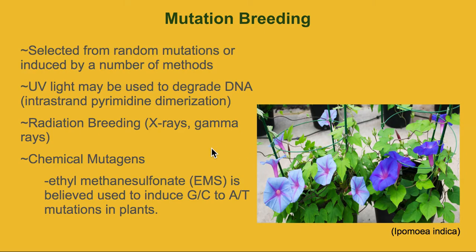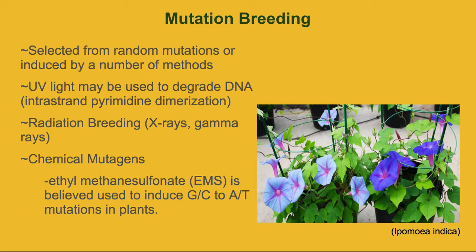Another way was with radiation. They would use X-rays or gamma rays to also denature DNA. And lastly, they use a number of chemical mutagens. Ethyl methane sulfonate, or EMS, is a carcinogenic chemical that is believed to induce mutations from guanine-cytosine pairings to adenine-thymine pairings, causing mutations in the DNA in plants.